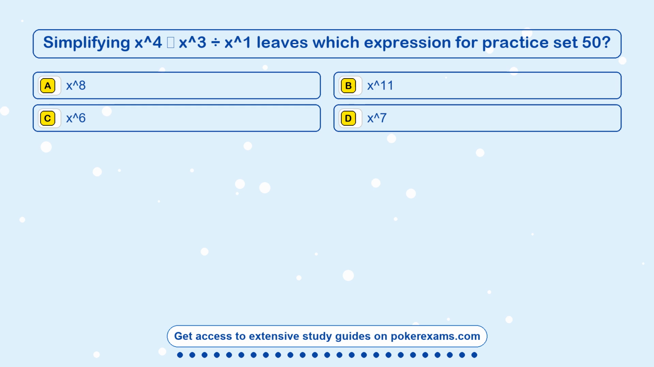Question 6. Simplifying x^4 · x^3 divided by x^1 leaves which expression for practice set 50? Option A x^8. Option B x^11. Option C x^6. Option D x^7.